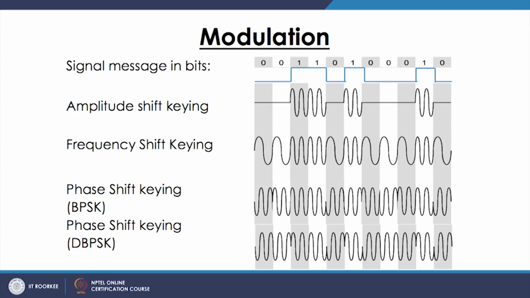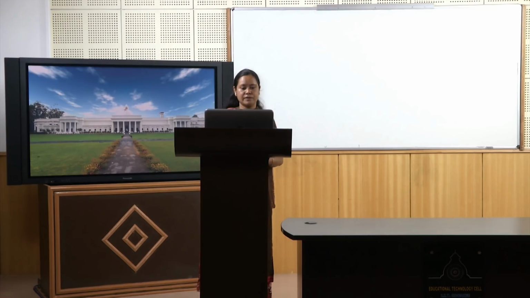Otherwise, whenever we have same bits, we are not changing the phase. So, it is called differential phase shift. It is more efficient because we are not changing the phase often. As long as bits are same, we are keeping them same. Otherwise, for each 1, we have to apply a plus 180 degree, and for each 0, we have to keep it same. So, this is more efficient.